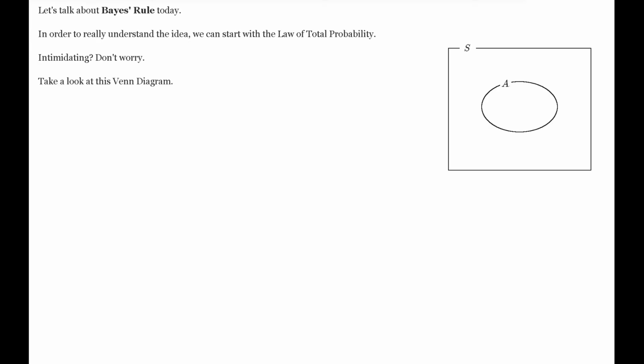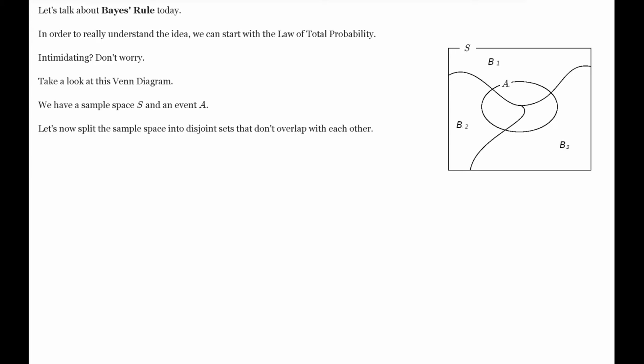Let's talk about Bayes' rule today. In order to really understand the idea, we can start with the law of total probability. Intimidating? Don't worry. Take a look at this Venn diagram. We have a sample space S and an event A. Let's now split the sample space into disjoint sets that don't overlap with each other.